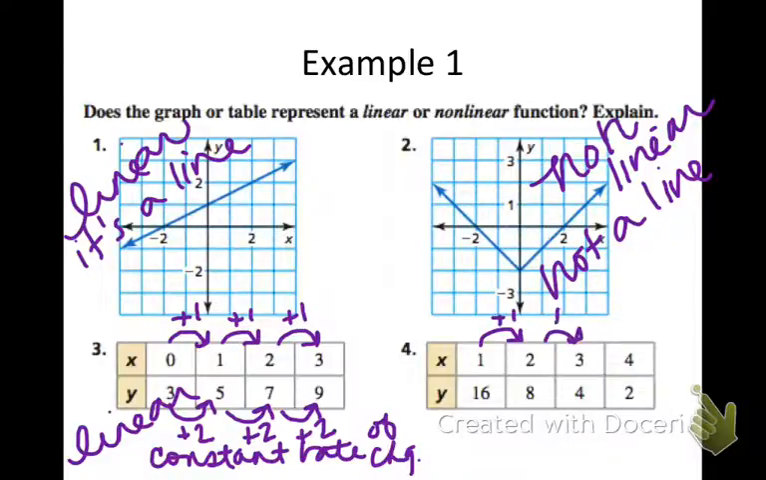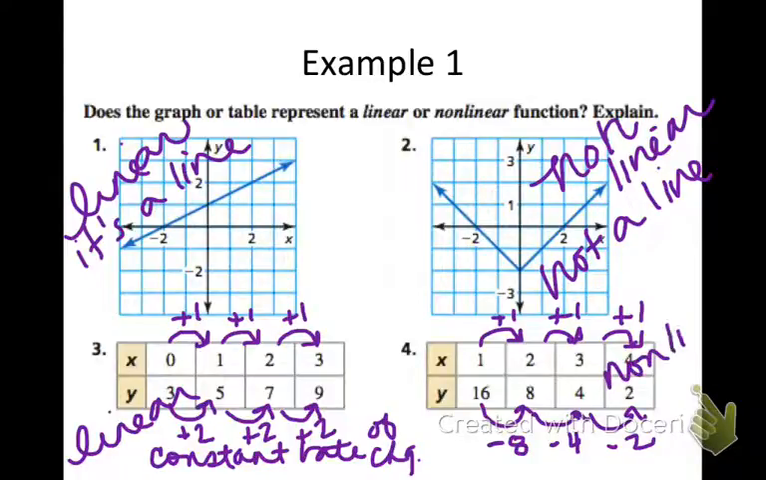Let's look at 4. x increases by 1, and y decreases by a varying amount. So minus 8, minus 4, and minus 2. So we would say this is nonlinear, and it's not a constant rate of change because y decreases by different amounts.